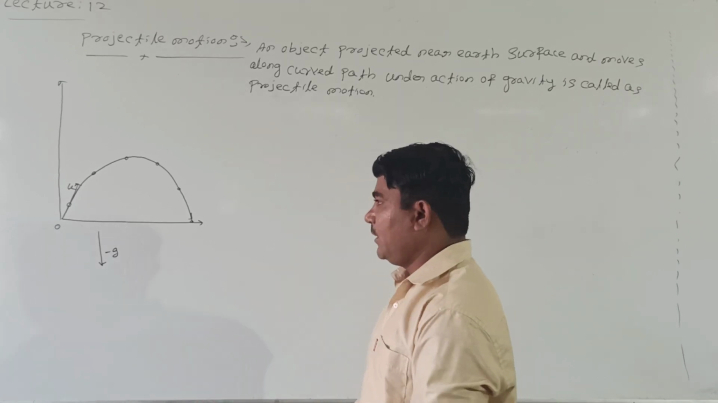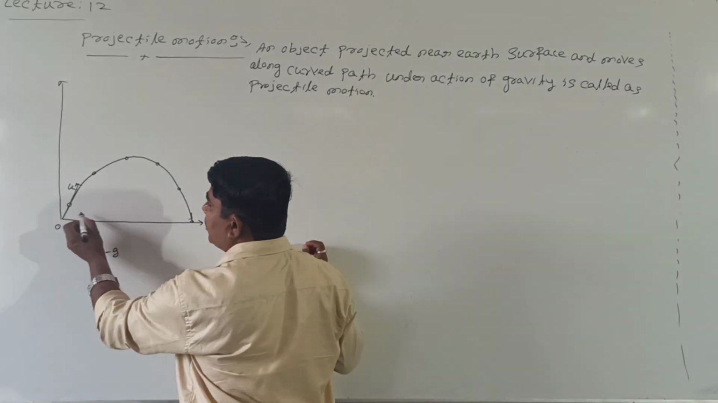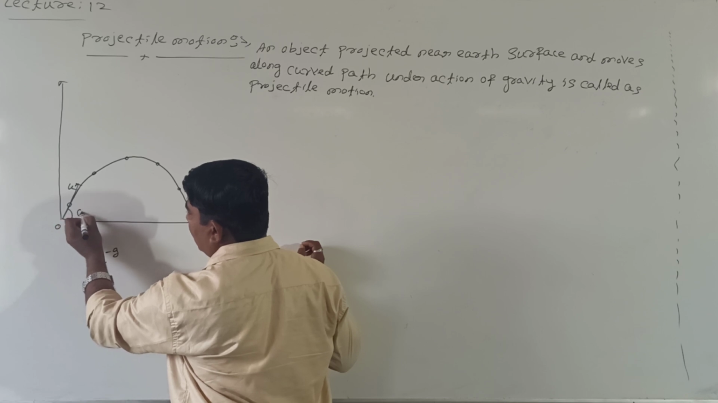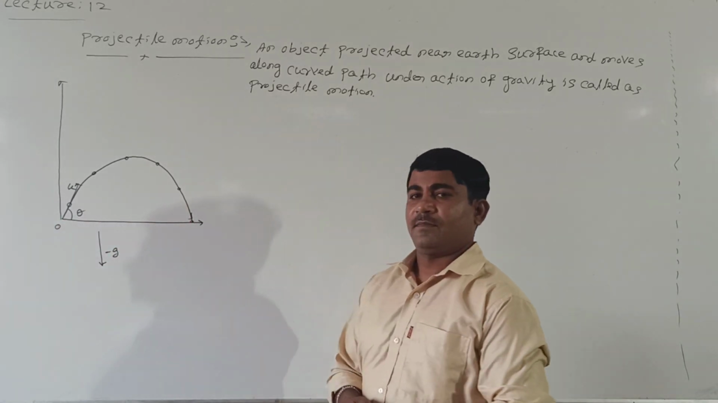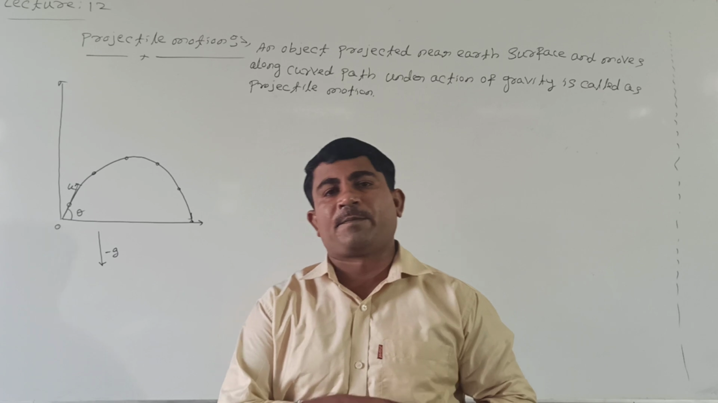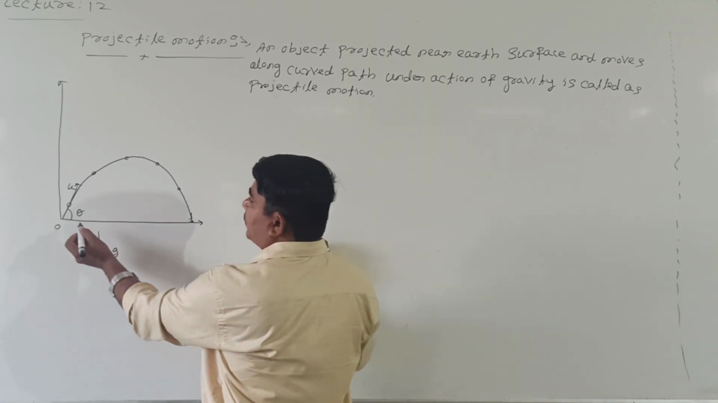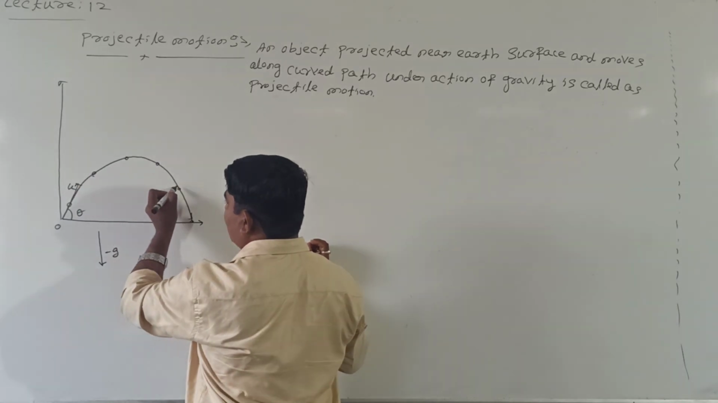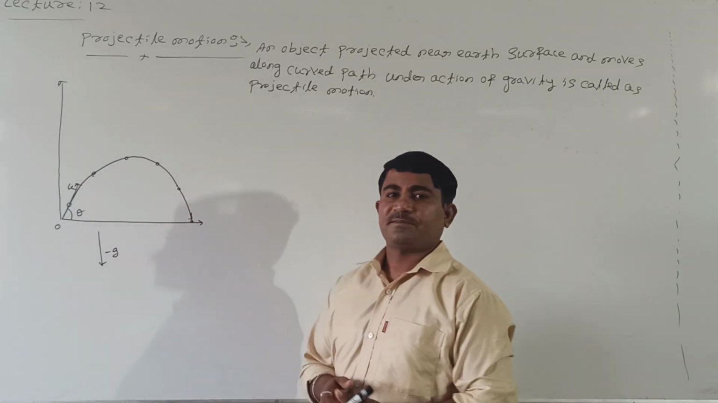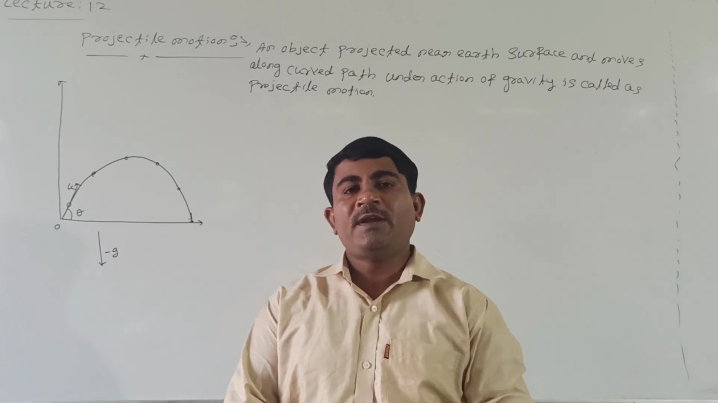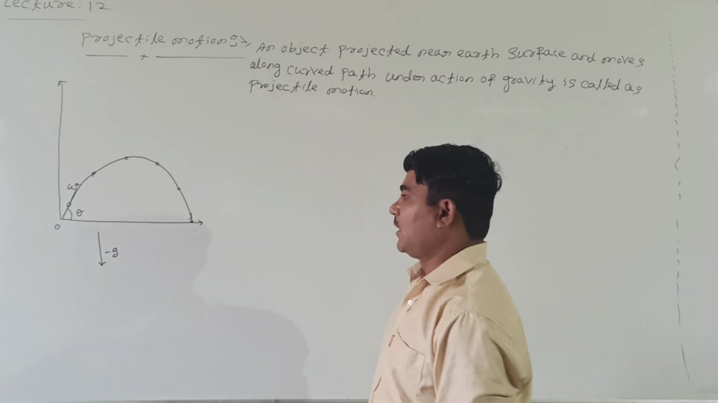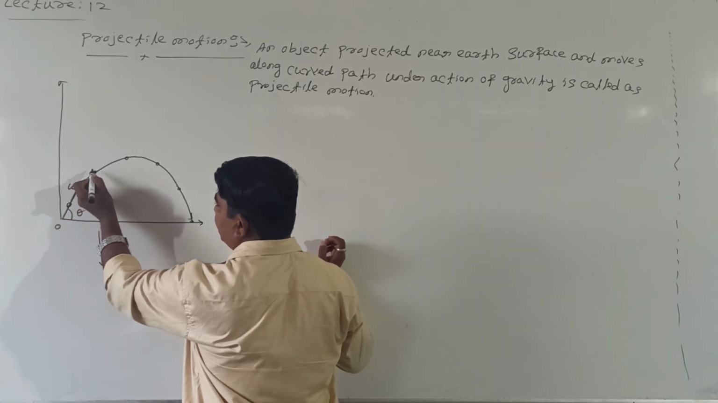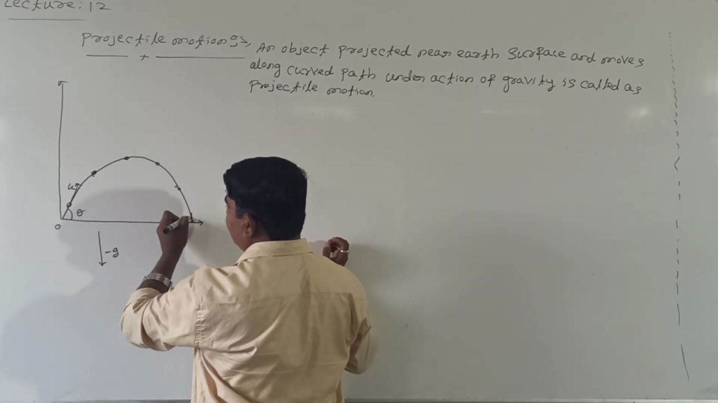Look at me. This object is projected with the horizontal by this angle. This angle we are calling the angle of projection. And whatever object is projected, this object we are calling the projectile. See here, the object which is projected, this we are calling the projectile.